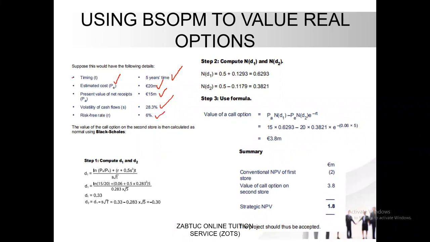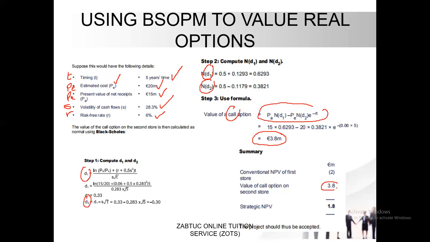So we've got all the variables. You have got the T, you've got that, you've got that, you've got that. So any question to do with these options comes back to you identifying these values. Once you identify them, you go back to your d1, your d2, your N(d1), your N(d2), then you go to the call option and put them in the formula, and the value of this option is 3.8.